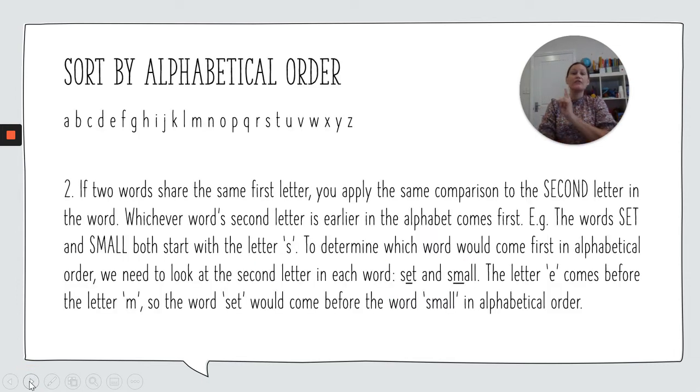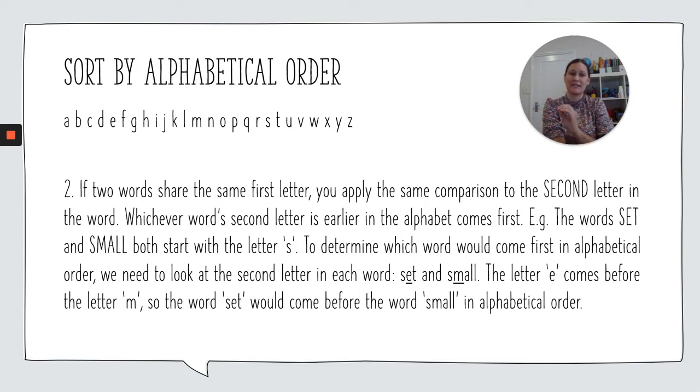Okay, so if 2 words share the same first letter, what we do is we go to the second letter in the word and we do the same process. We look at the order of the second letters and we see if they are the same. Then we have to look at the third letter and so on and so on. But we're going to look at the second letter in this next example. On the screen there, I've put in my explanation the words set and small.